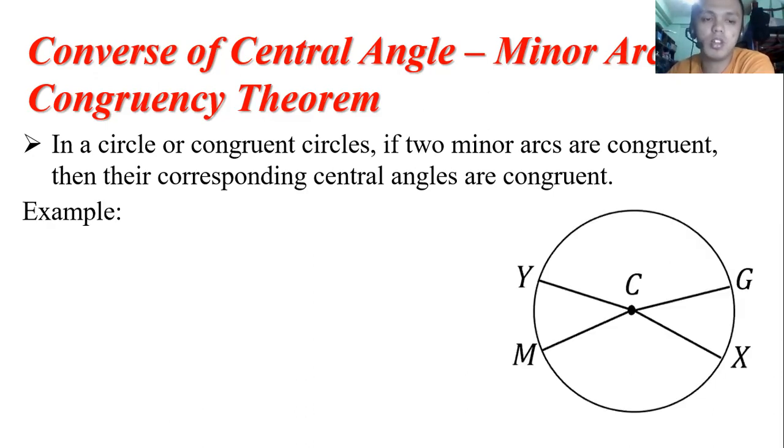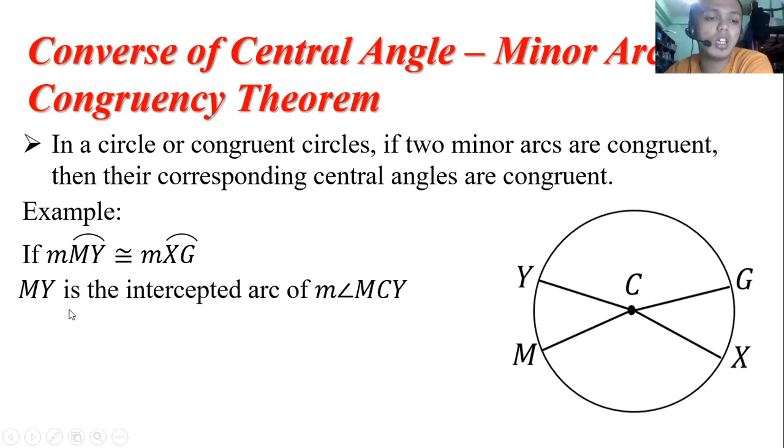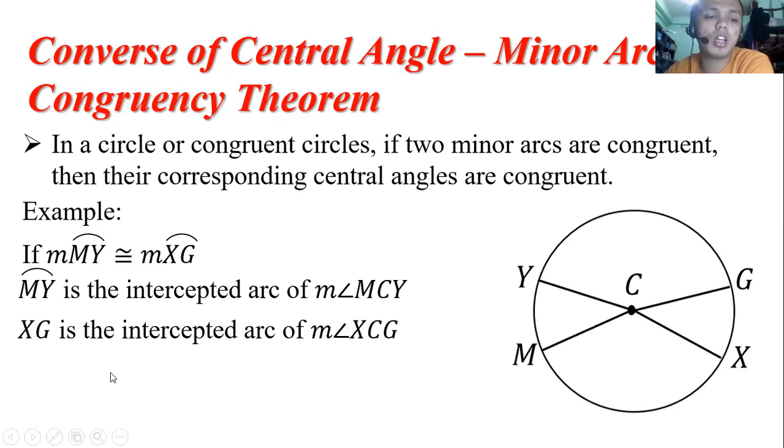Example here, the same figure. So here, measure of arc MY is congruent to measure of arc XG. Then MY is the intercepted arc of angle MCY, and arc XG is the intercepted arc of angle XCG. Therefore, they are congruent, followed by this statement: congruent yung minor arcs nila, then their central angles are also congruent.